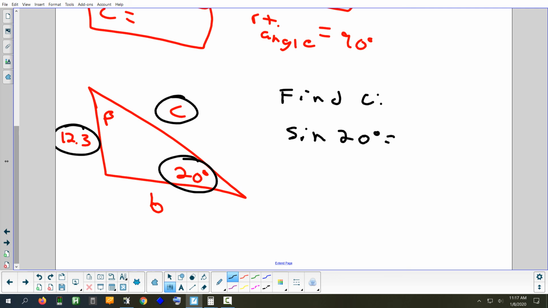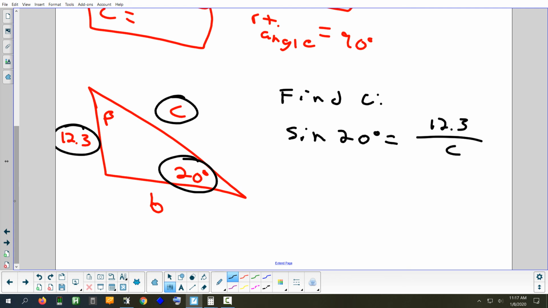Sine of 20 equals 12.3 over C. Now, I'm going to show you a shortcut when you have a problem like this. We'll go through this the first time, but then there's a trick. First thing I want to do is get C out from being a fraction.